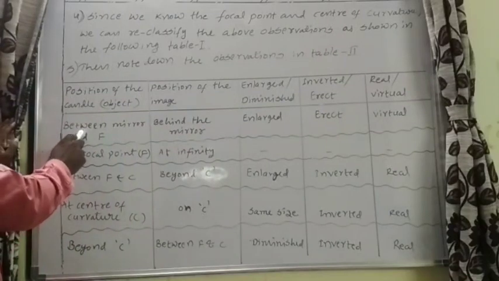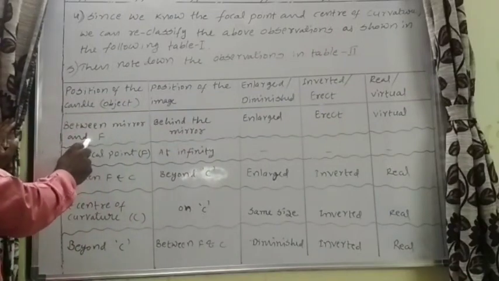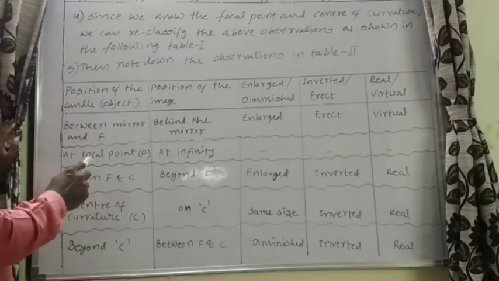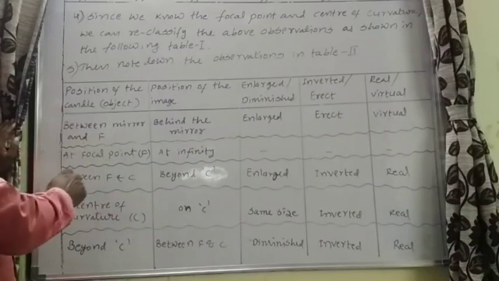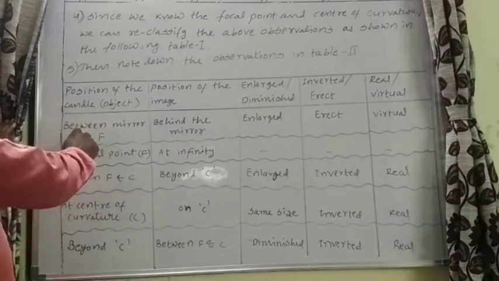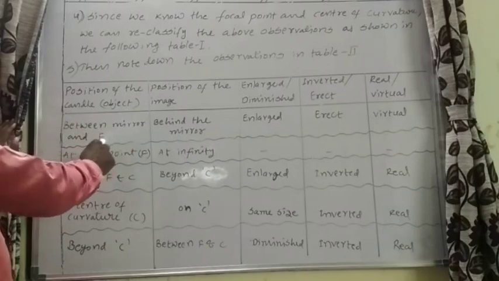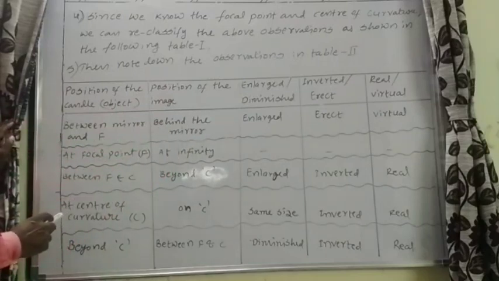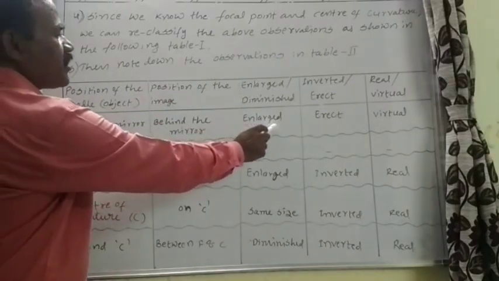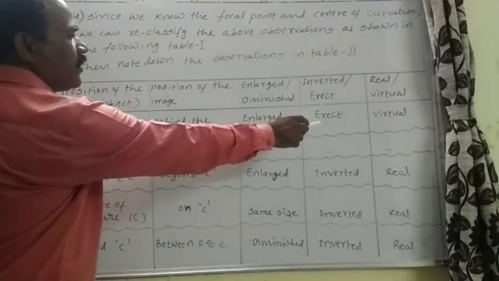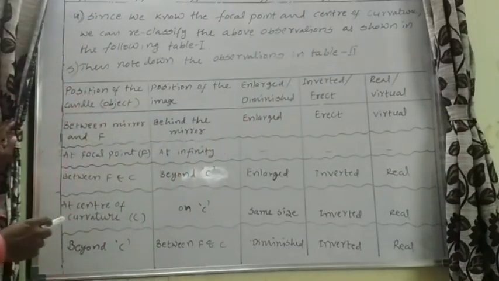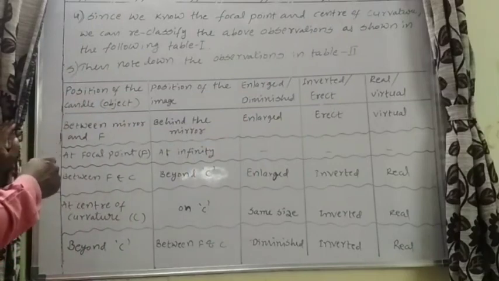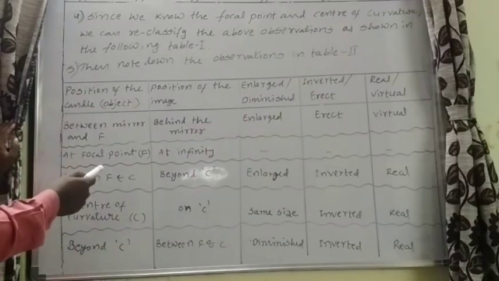The object is placed between the mirror and the focal point F of the mirror. The image is formed behind the mirror. The image is enlarged, erect and virtual. Virtual image means the image is formed in the mirror, that means the backside of the mirror.